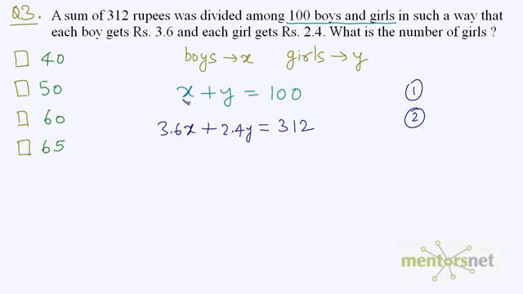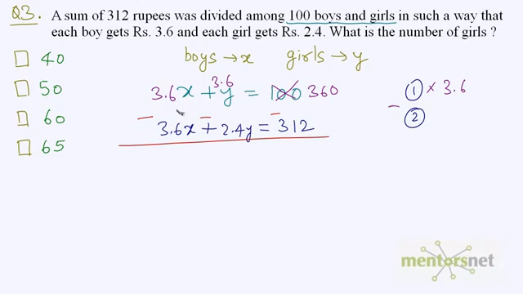So to remove x, you should have 3.6x in equation 1. So let us multiply equation 1 by 3.6 and subtract equation 2 from equation 1. If you multiply equation 1 by 3.6, this becomes 3.6x, this becomes 3.6y, and this becomes 3.6 times 100, which is 360. Let us subtract it.